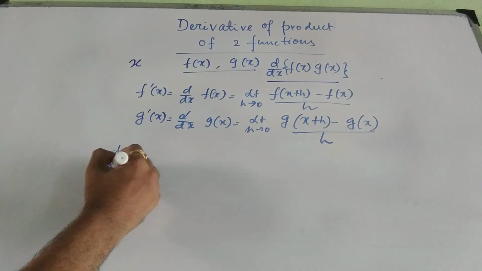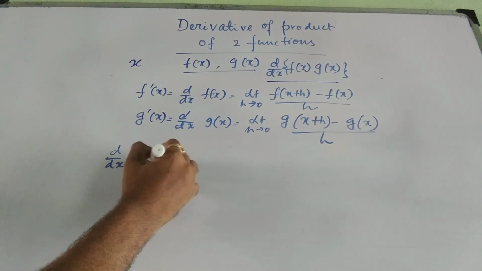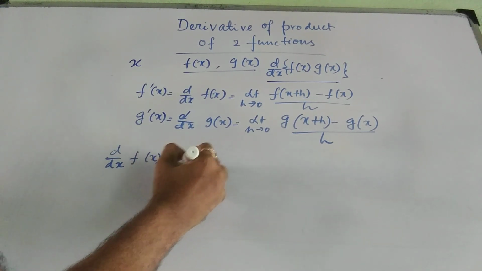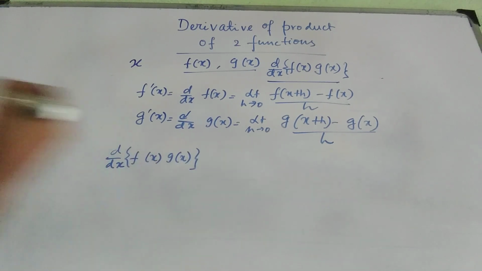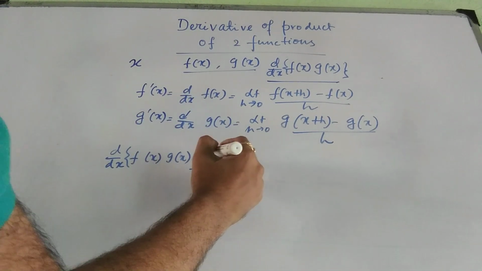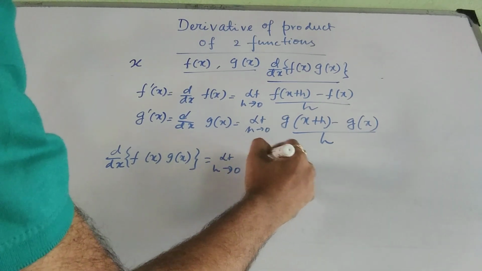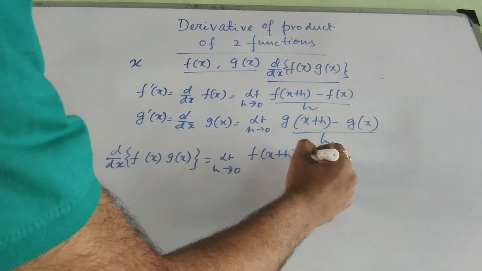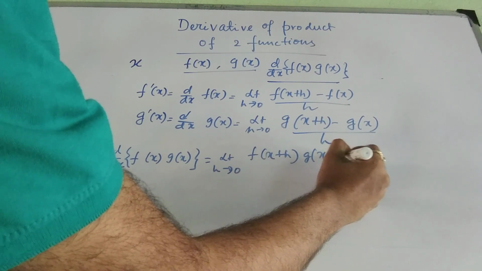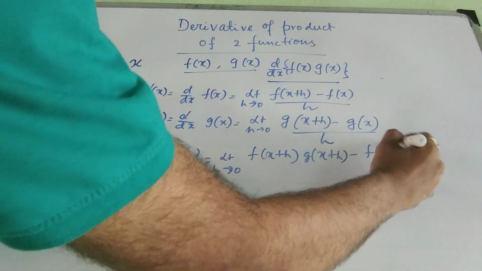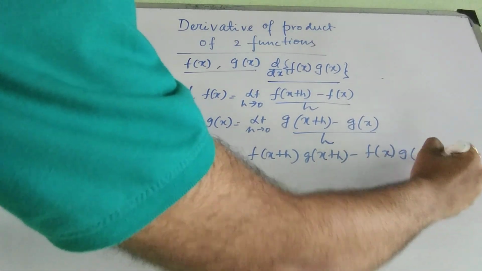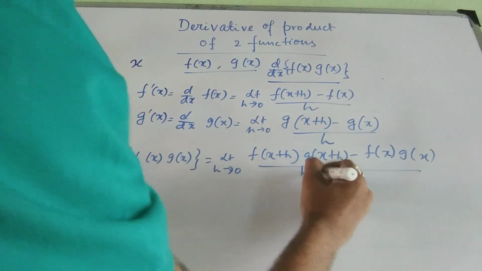Let me write it that way. The limit of d/dx of f(x) into g(x), let me keep it in brackets as a single function of x once again. By definition it will be the limit h tends to 0 of f(x plus h) g(x plus h) minus f(x) g(x), whole divided by h.